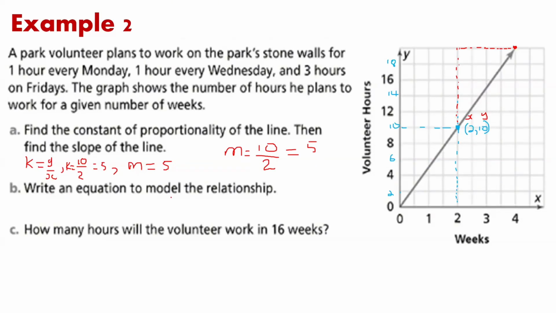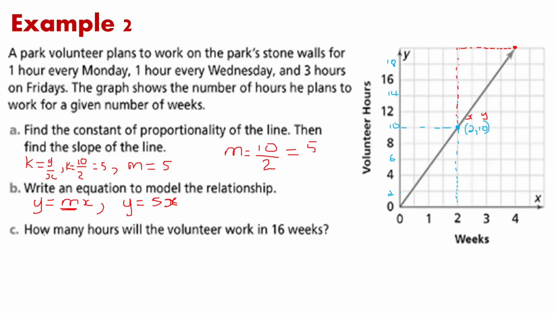It says write an equation to model the relationship. So our linear equation is y equals mx, where m represents the slope. So in part A, we already found our slope, and our slope is 5. So all we need to do is replace m in the equation with 5 to complete our equation. So it's going to be y equals 5x. So this is our equation that describes the relationship shown on this graph.